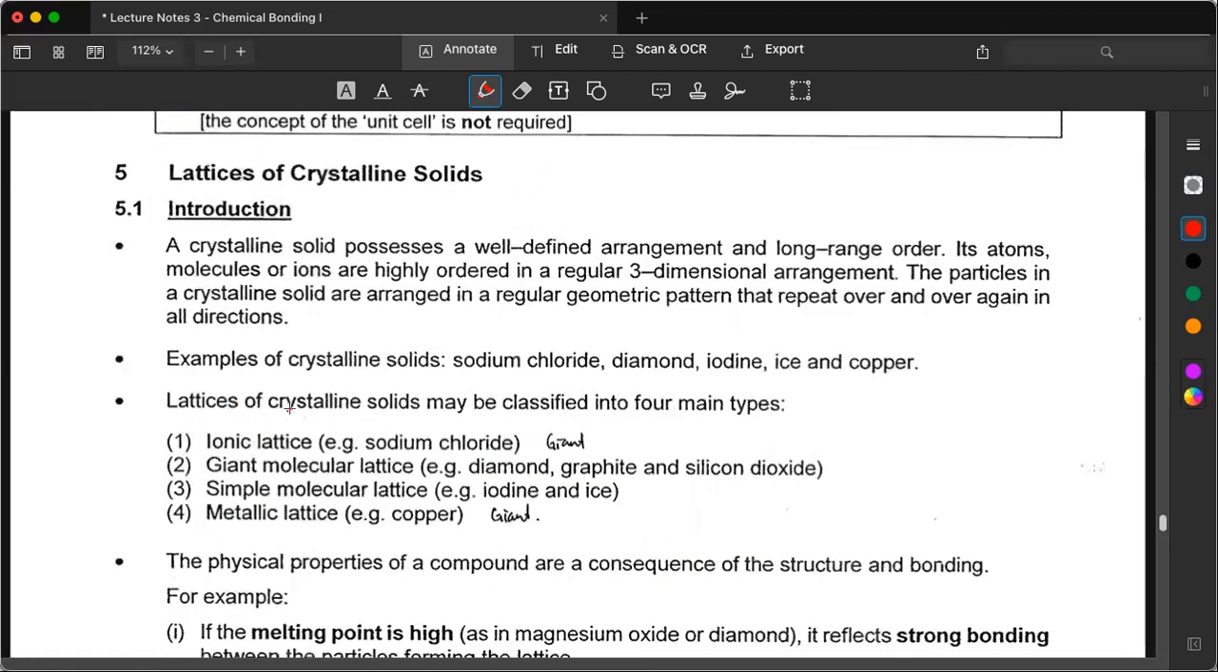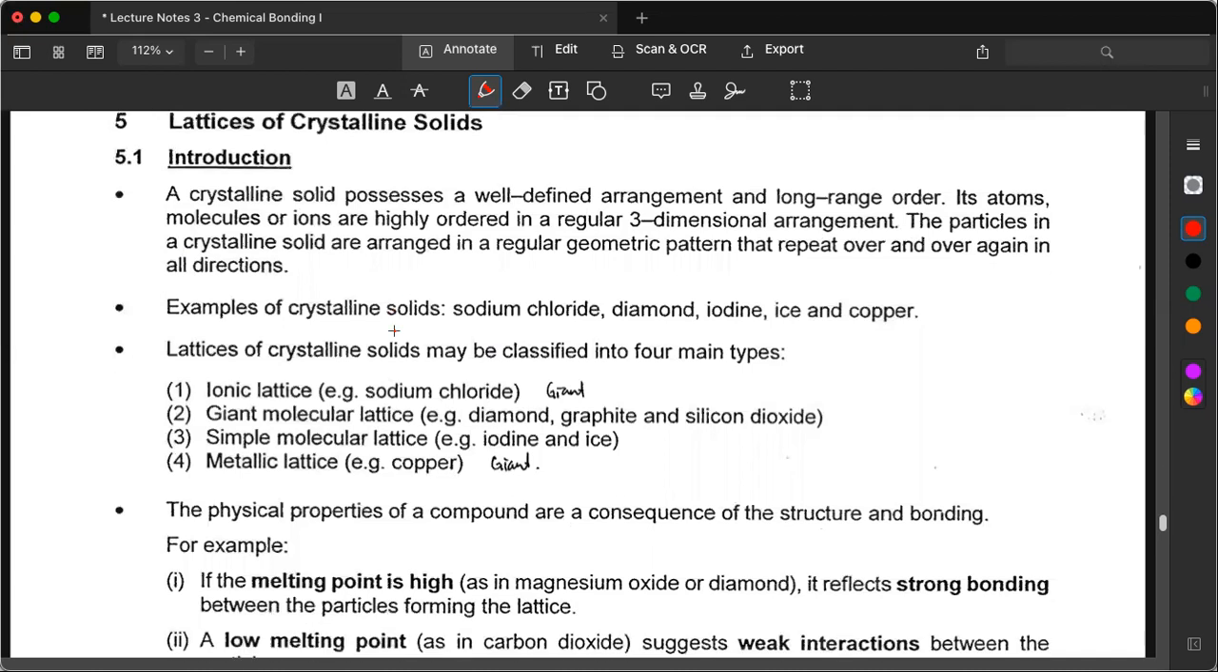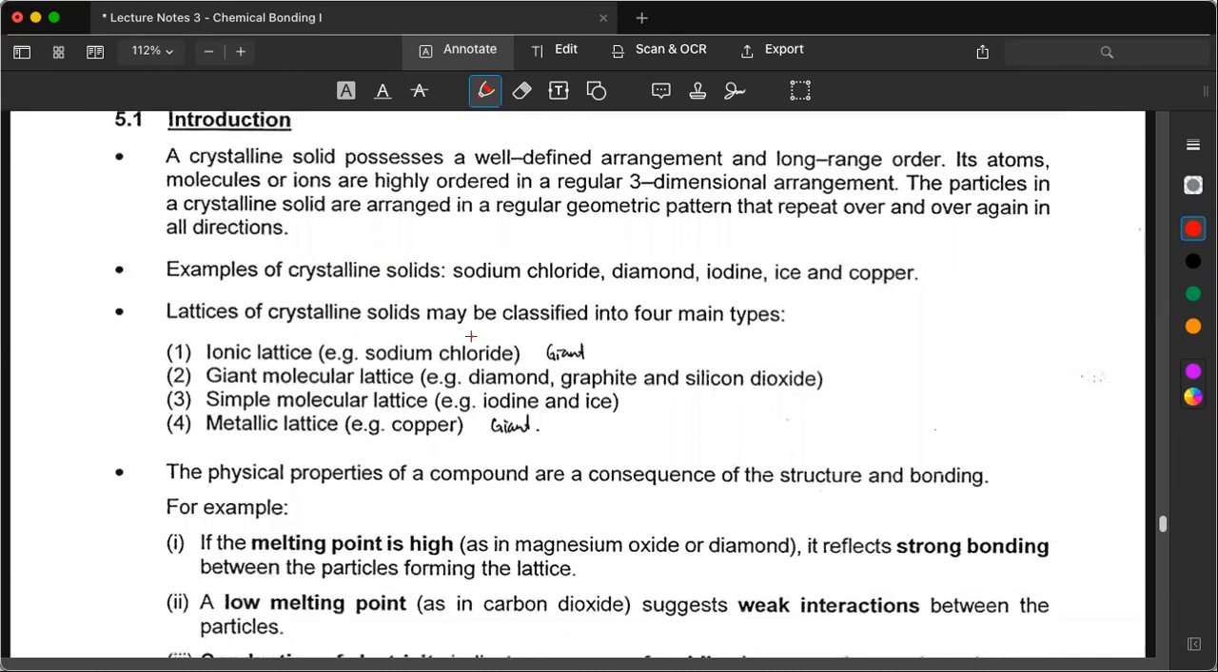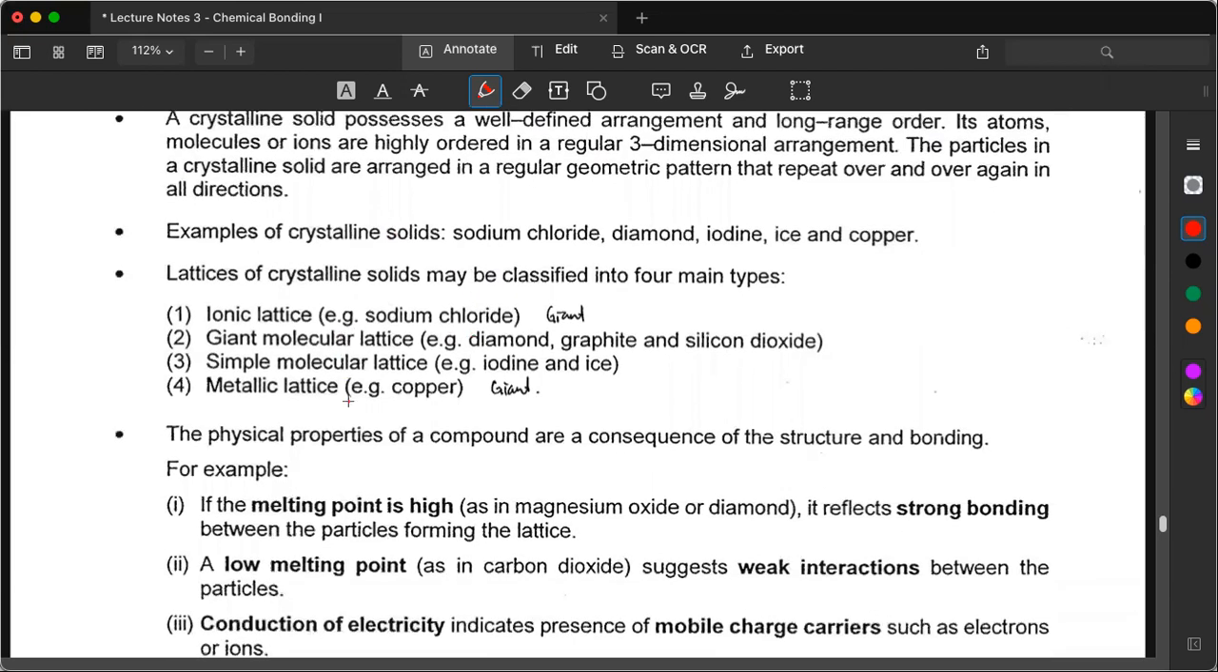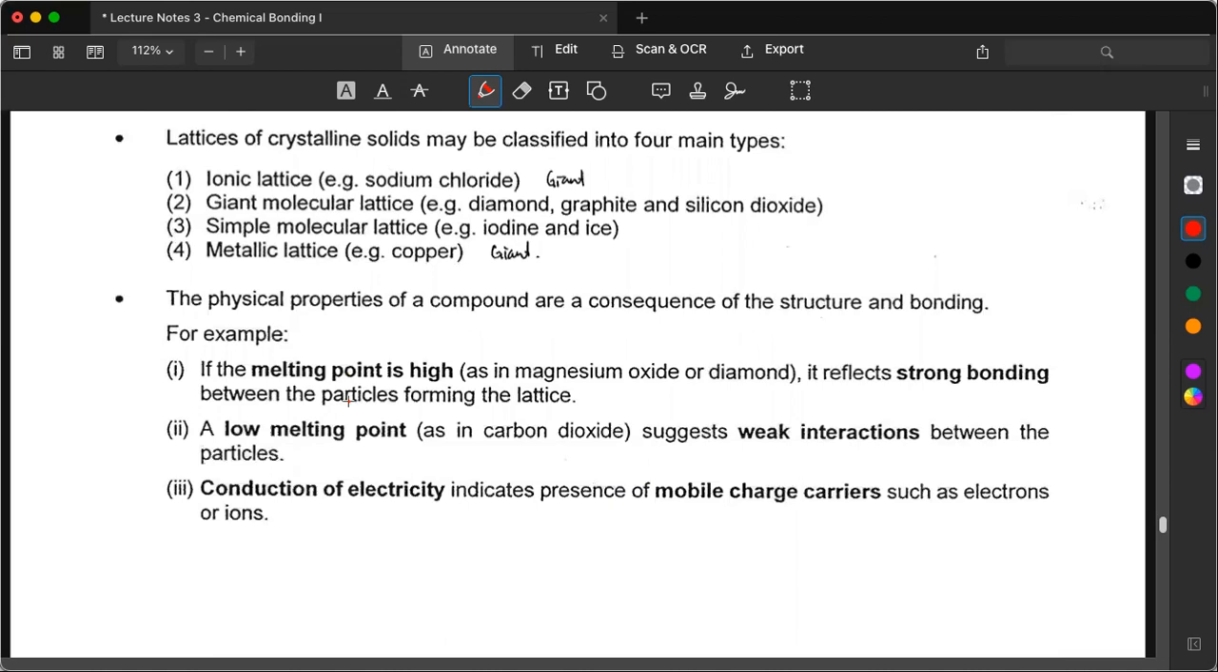Last part is on lattice of crystalline solid. So what is a crystalline solid? It is a well-defined arrangement with long-range order. Its atoms, molecules, or ions are highly ordered in a regular three-dimensional arrangement. The particles are arranged in a regular geometric pattern that repeats over and over again in all directions. So these are the examples of crystalline solids and their classifications. Their physical properties are a consequence of structure and bonding. All right.